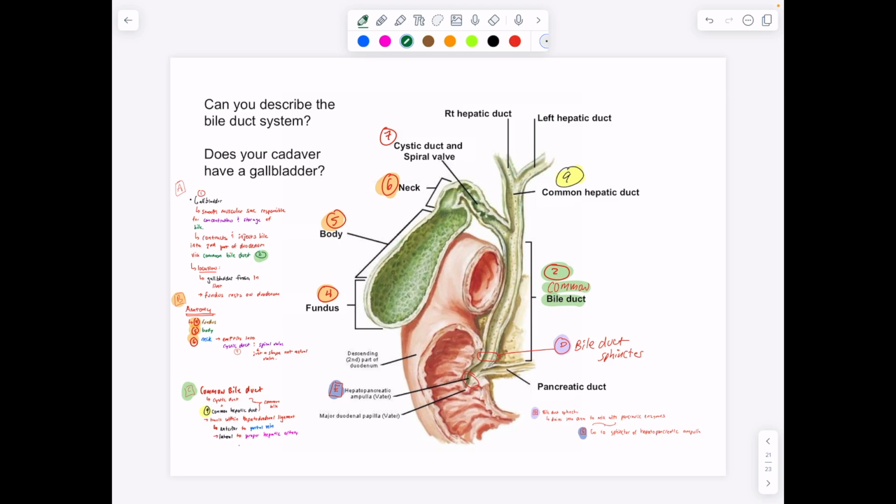Okay, can you describe the bile duct system? We're almost done. Does your cadaver have a gallbladder? I know ours did. The gallbladder, which we can see right here, is a smooth muscular sac responsible for the storage and concentration of bile. It can contract, as it has smooth muscle, and inject bile through the cystic duct, which we can see here in the spiral valve.